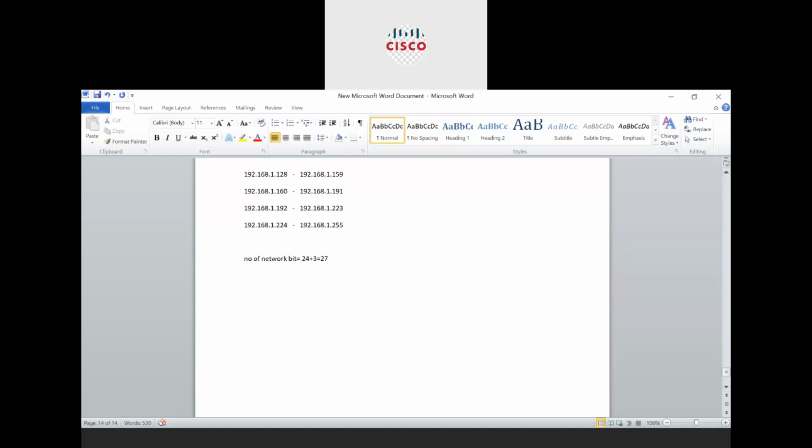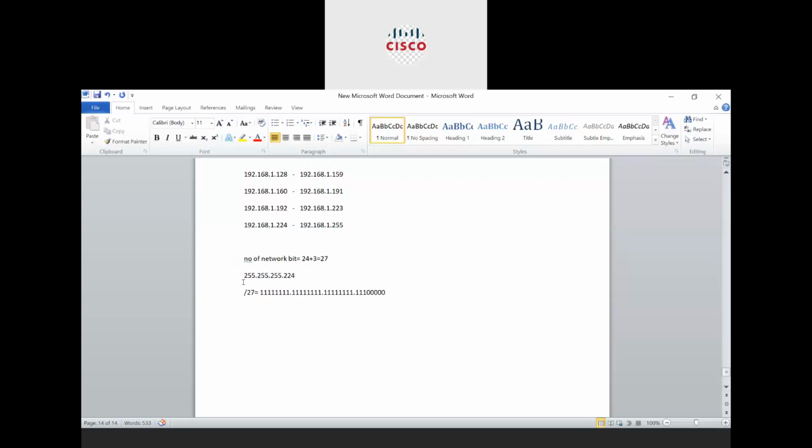So what will be the subnet mask? As we have discussed, the subnet mask will be 255.255.255.224. How does it come? Because it was eight 1s, eight 1s, eight 1s, and then three 1s followed by five 0s. This is the representation of slash 27.